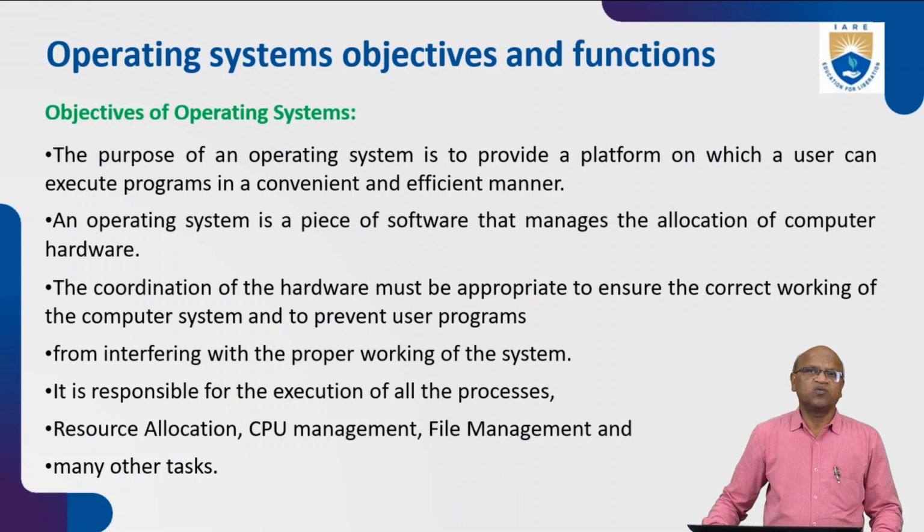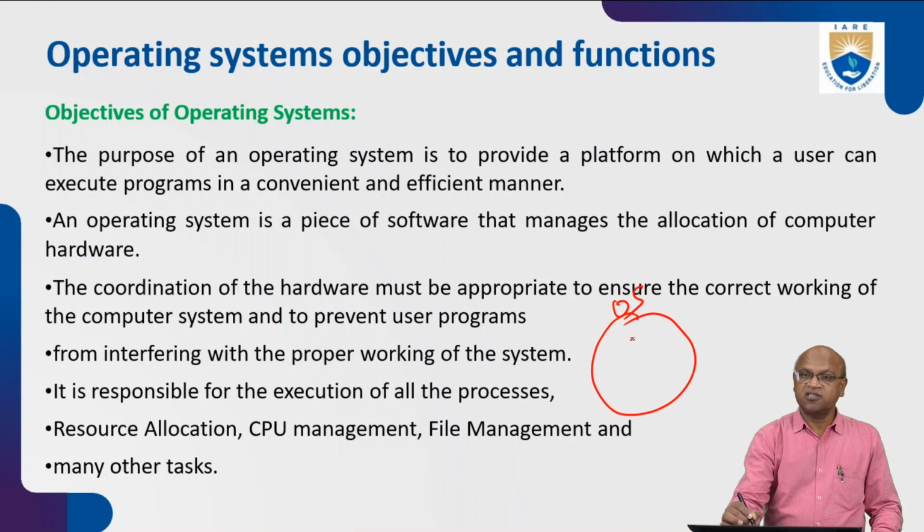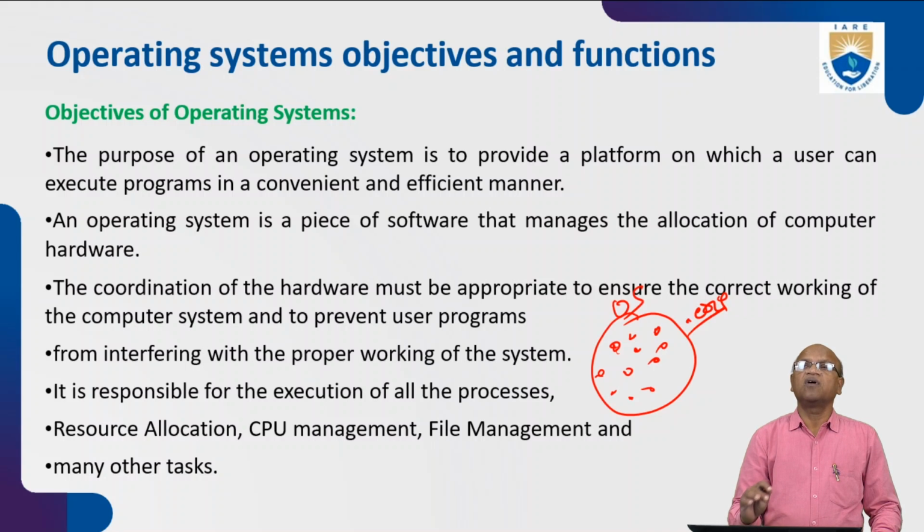The purpose of an operating system is to provide a platform on which a user can execute programs in a convenient and efficient manner. An operating system is a piece of software that manages the allocation of computer hardware. So this is our operating system, and inside it there are a number of different programs. These programs are .exe files. It means the operating system is full of a bunch of programs, either .exe files or .dll files, the dynamic link library files.